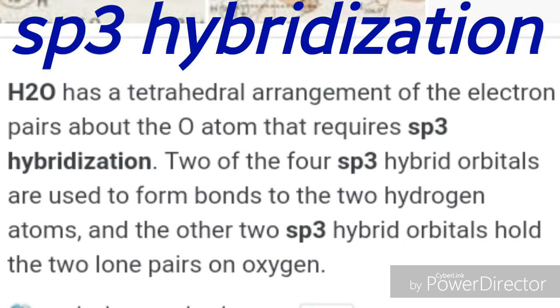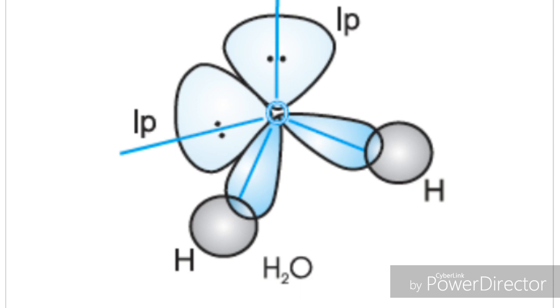Students, the water molecule has a tetrahedral arrangement of the electron pairs about the oxygen atom that requires sp3 hybridization. Two of the four sp3 hybrid orbitals are used to form bonds to the two hydrogen atoms, and the other two sp3 hybrid orbitals hold the two lone pairs on the oxygen atom. Due to the lone pair repulsions and lone pair bond pair repulsions, the bond angle decreases from 109 degrees 28 minutes to 104 degrees 31 minutes.